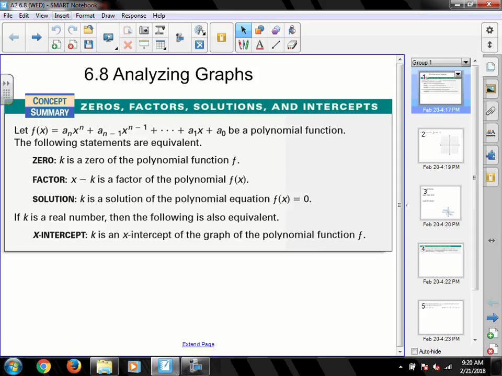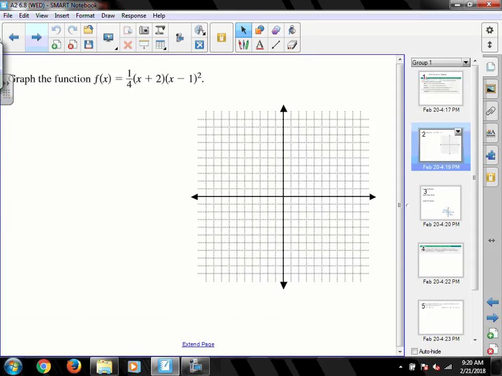And the last thing we're going to talk about today is x-intercepts, and we're going to use those to help us. So we're going to have some graphing today.